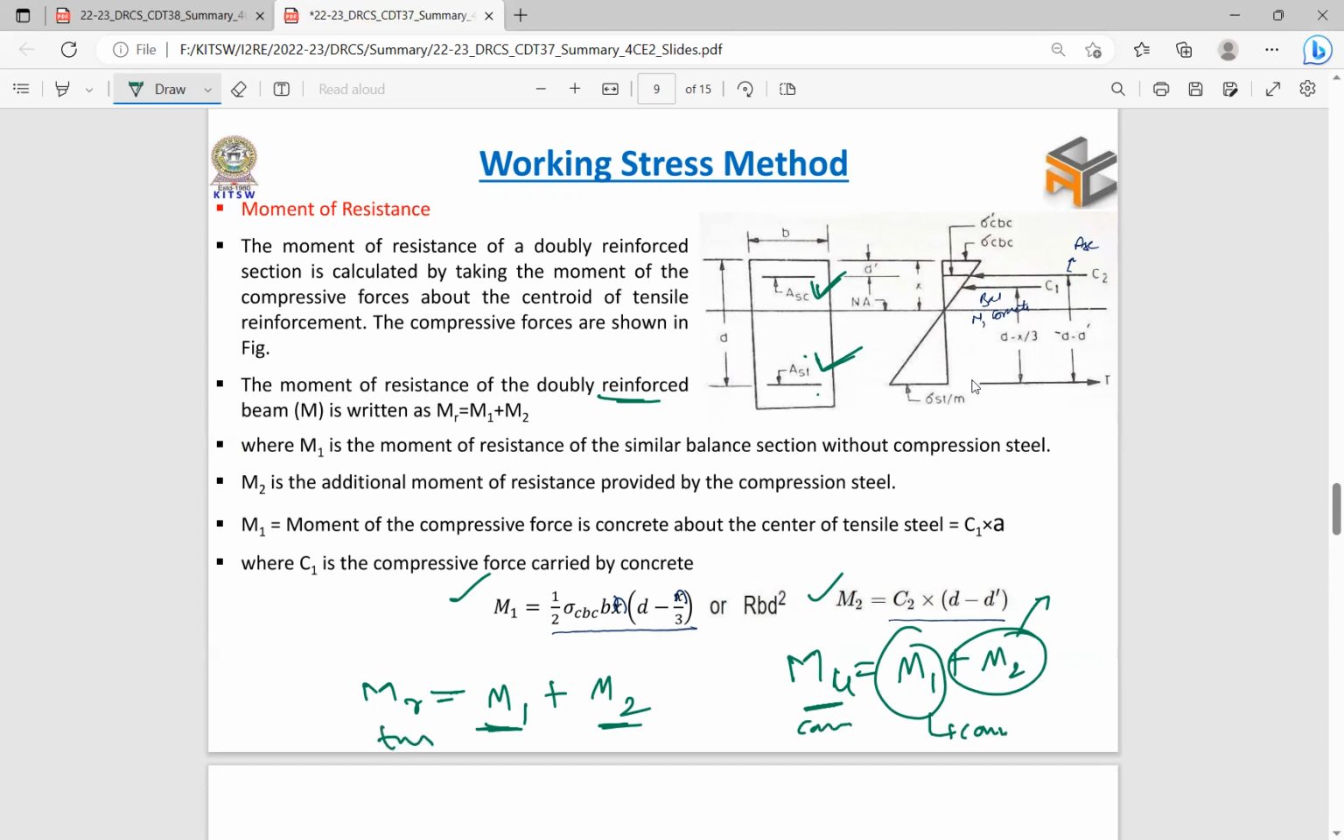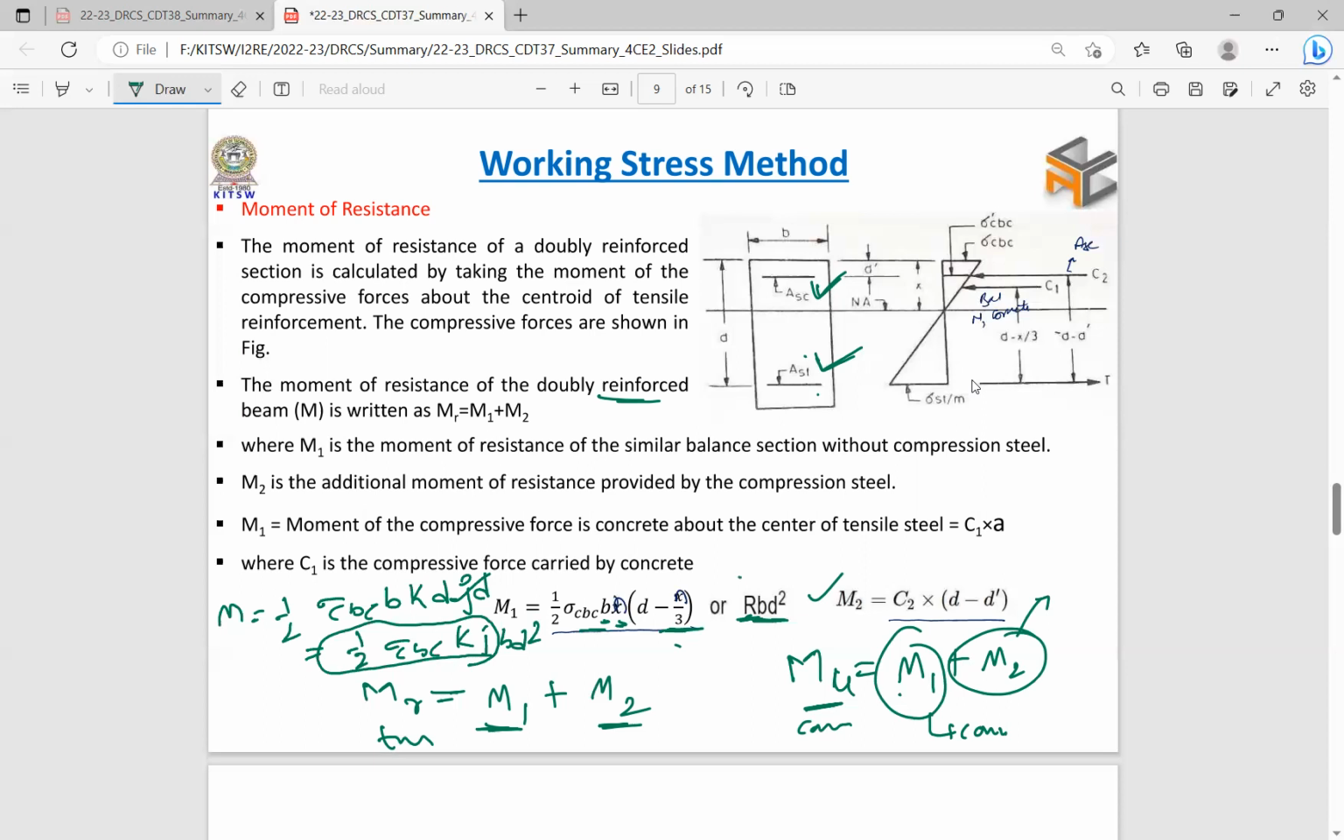For compression, there is concrete, and for concrete we call it M1. How do we write M1? Half into sigma cbc into b into n into d minus n by 3. So this is one equation. Or you can use R into b d square. Generally we can write half into sigma cbc into b into, instead of n, k into d. And j is 1 minus k by 3. So we can also write it as j d. So if you write this, half into sigma cbc into k into j into b d square, this half into sigma cbc into k into j is a constant. This can be written as R into b d square, right?